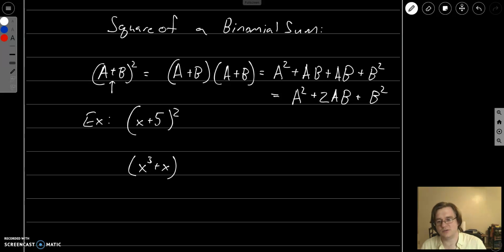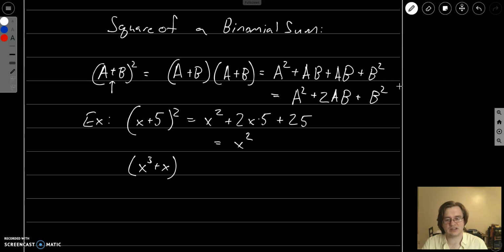So again, I can use this formula. It's fairly straightforward. x plus 5 squared. I will square the first term. I'll end up squaring the last term. And I'll take 2 times the product of the terms in the middle. So it'll be 2 times x times 5. So if I simplify this, this will be x squared plus 2 times x times 5 is 10x plus 25.